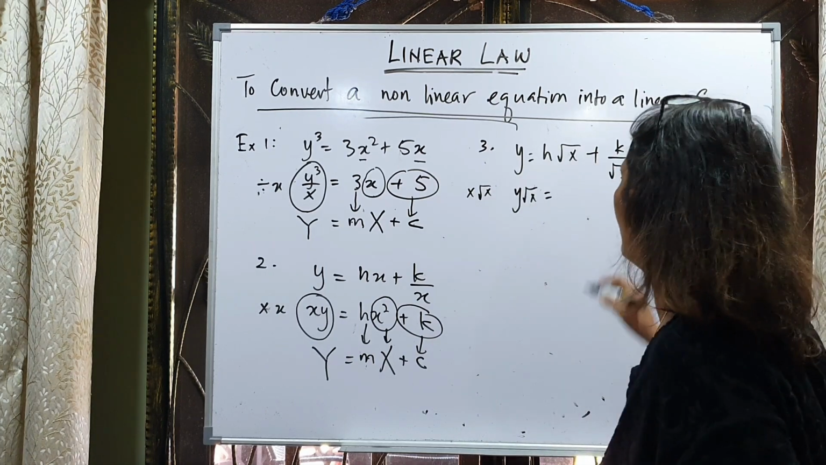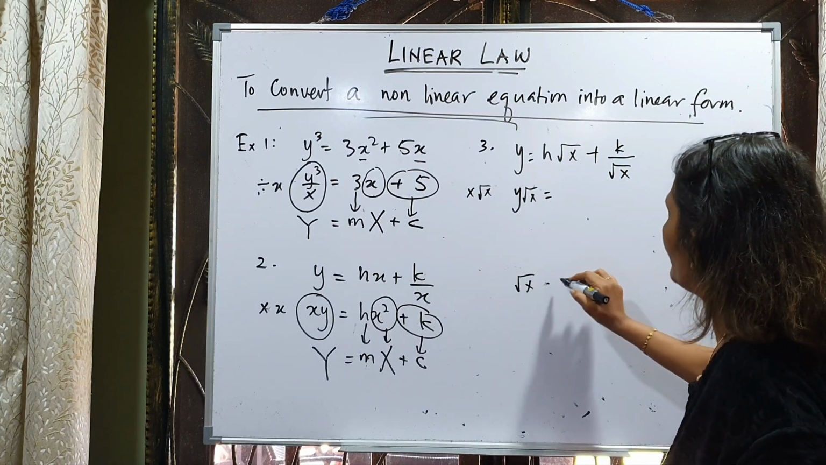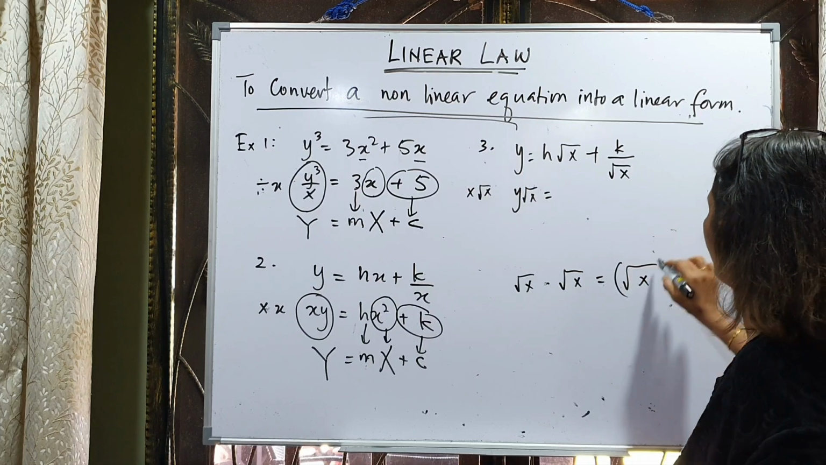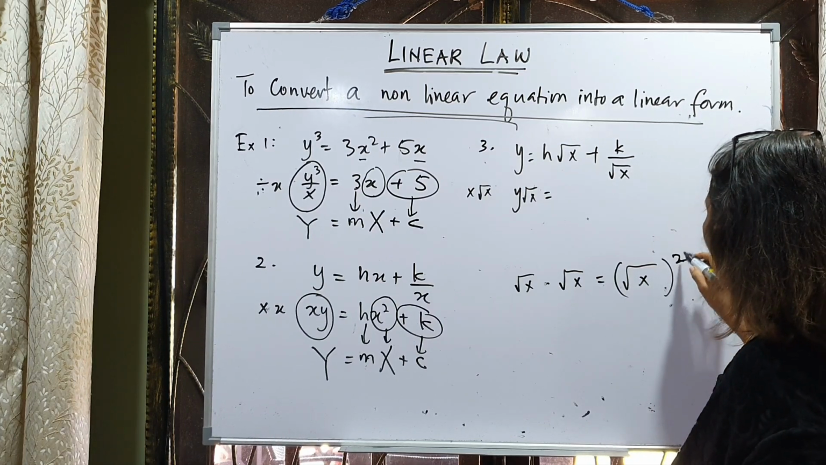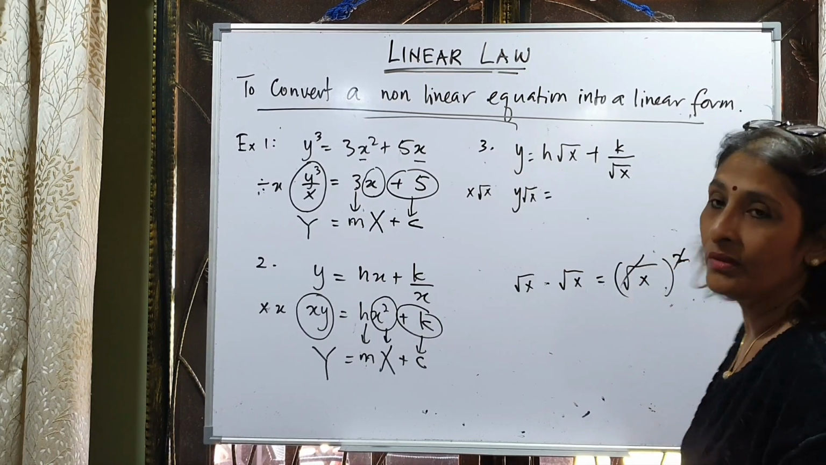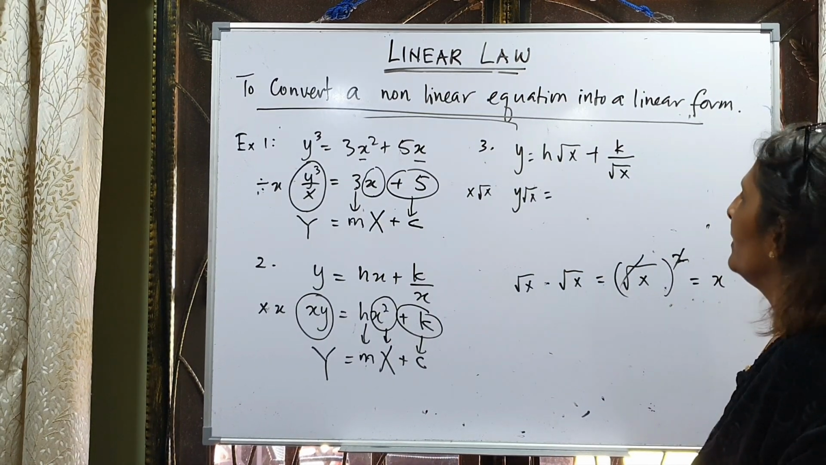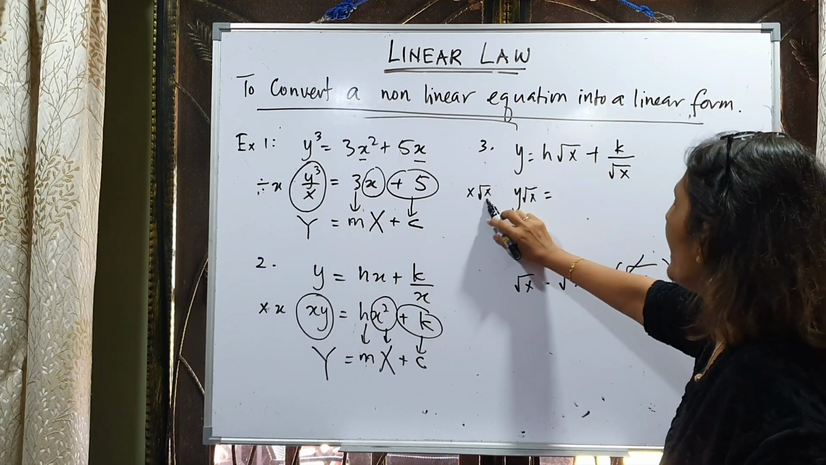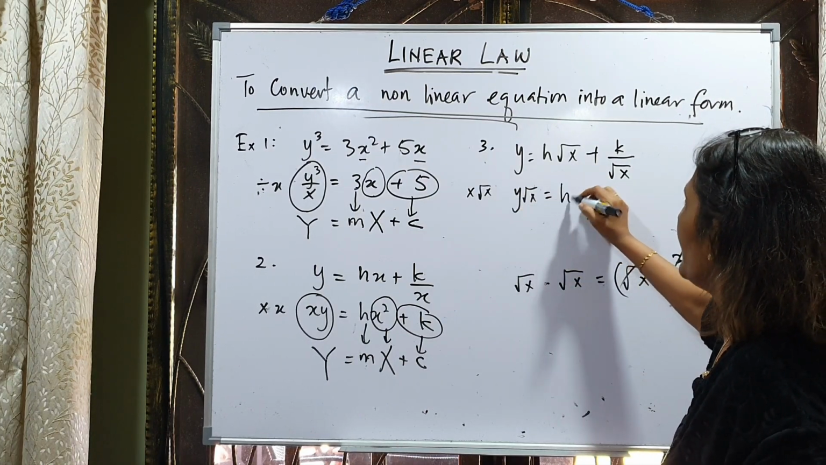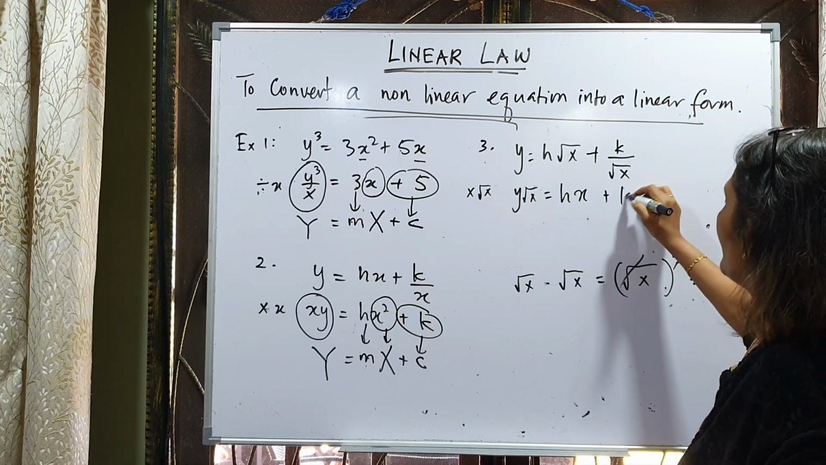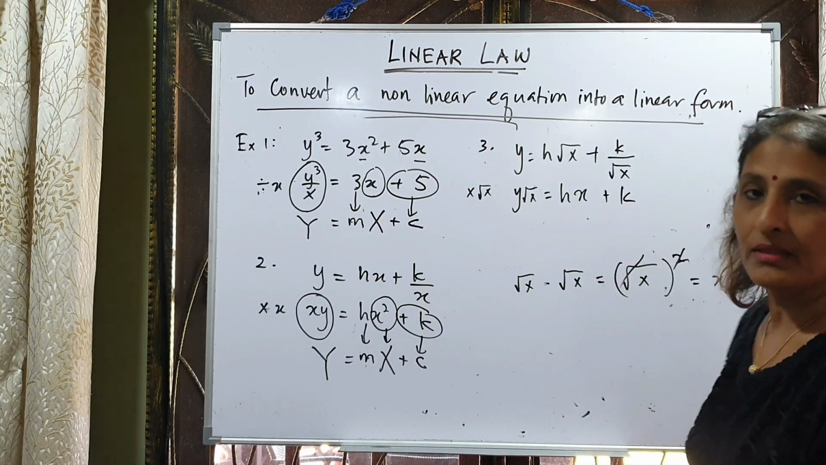Here, what happens? What is root x times root x? It means root x squared, right? So the square and the root will cancel off, so you are left with just plain x. So here, root x times root x will be just plain x. You get it? Plus k. Okay, so that's your answer.